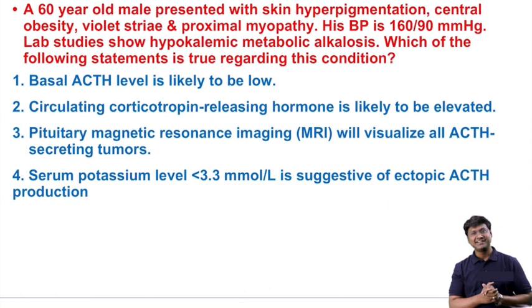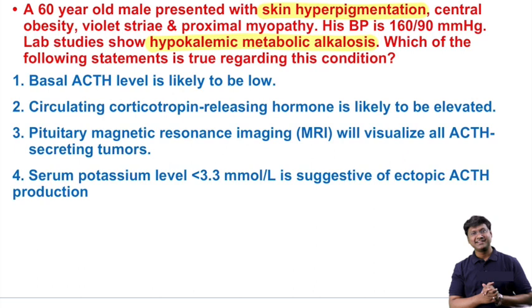The first clinical scenario is a 60-year-old male presented with skin hyperpigmentation, central obesity, violet striae, and proximal myopathy. Blood pressure is 160/90. Laboratory studies show hypokalemic metabolic alkalosis. Which of the following statements is true regarding this condition? The options are: basal ACTH level is likely to be low, circulating CRH is likely to be elevated, pituitary MRI will visualize all ACTH secreting tumors, serum potassium level less than 3.3 millimoles per liter is suggestive of ectopic ACTH production. So now, what is this clinical scenario?